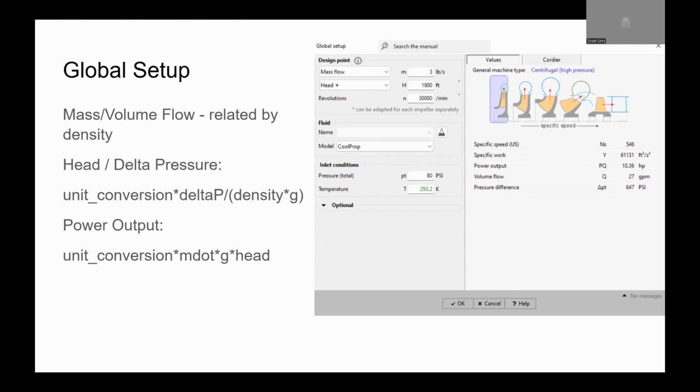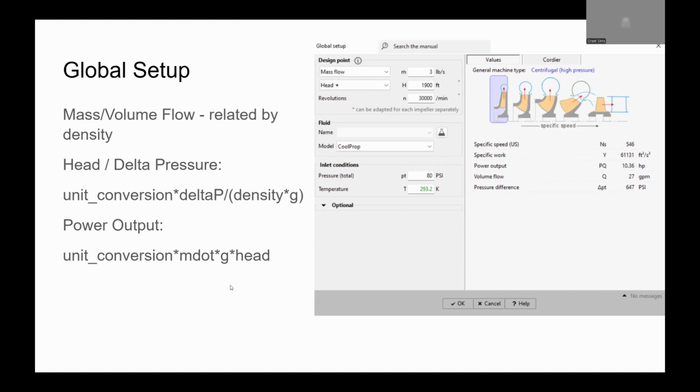Then obviously you can set your inlet conditions, pressure and temperature. Temperature is more important if you're using LOX, because your inlet conditions have to have LOX at liquid, so you have to mess around with temperature. That's basically it for global setup, I think.